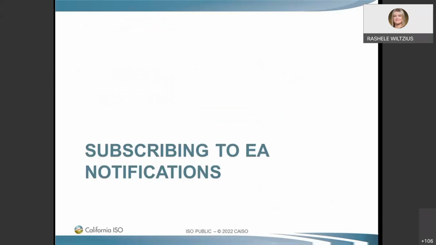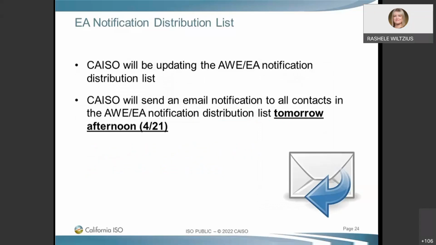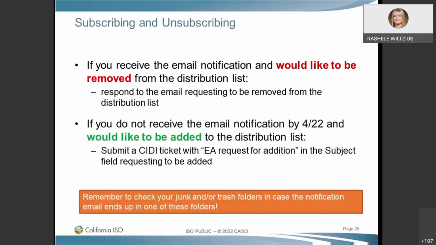But what if you don't get notifications right now? How can you subscribe to them? So let's talk a little bit about that. Actually, this year, the ISO is going to be updating their AWE or EA notification distribution list. So as of tomorrow, the ISO is going to send an email notification to every single contact that we have in our current distribution list. So this will happen on 4/21 in the afternoon tomorrow, Pacific time. Now, if you receive the email and you find out you don't need these, you can respond to the email and request to be removed from that distribution list, and we'll take you off.